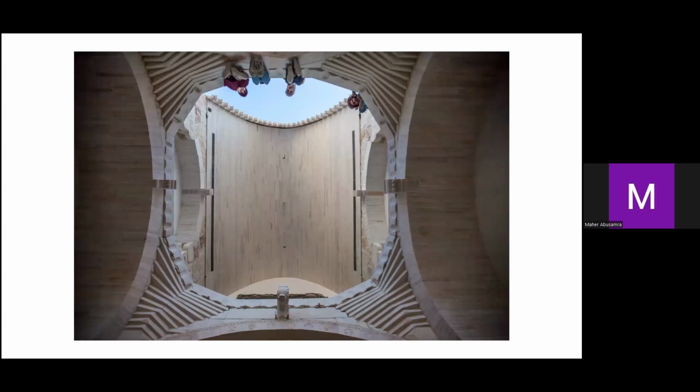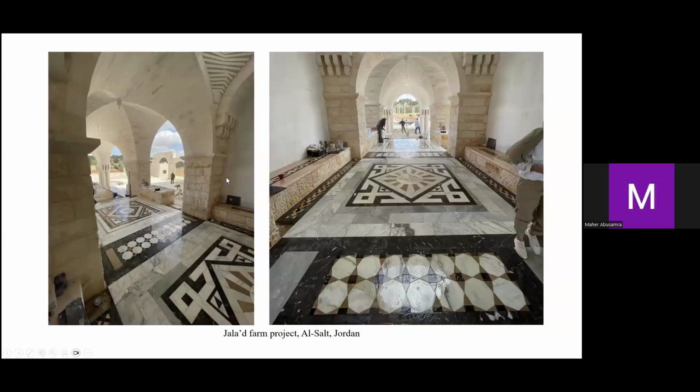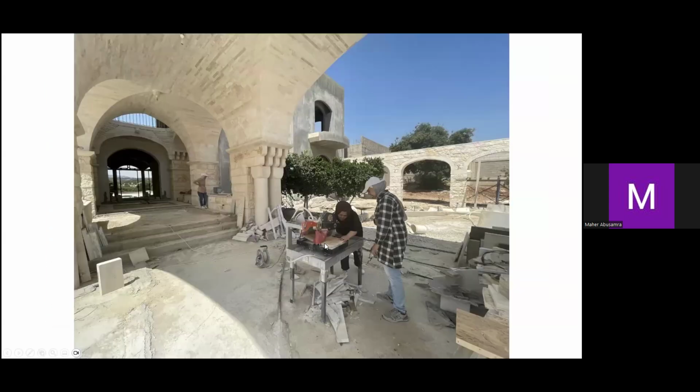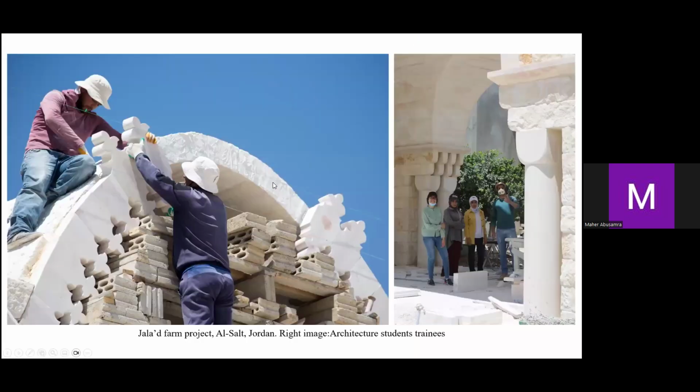Another image here, a bottom view showing the opening and the upper vault. What else? This is a student during the construction, cutting the marble and doing some floor pattern. Here they are cutting the tiles, some decorative pieces of arches. Those pieces I cut myself.